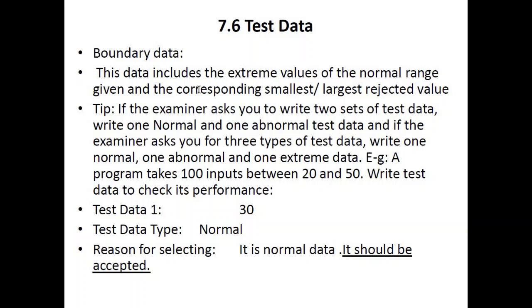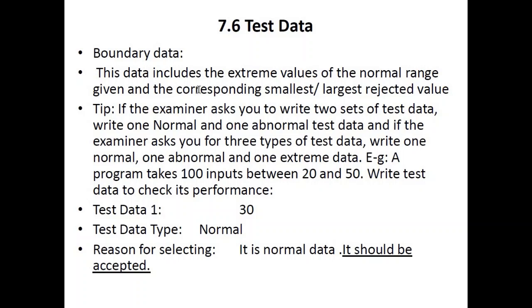Last we have boundary data. This data includes the extreme values of the normal range and the corresponding smallest or largest rejected value or out of range values. Always remember, boundary data always have 2 values. One is acceptable, the other one is not. They both are corresponding values always. Tip: if the examiner asks you to write 2 sets of data, go with normal and abnormal. If he asks for 3, go with normal, abnormal and extreme. Only write for boundary data if the examiner has asked 4 different types of test data.